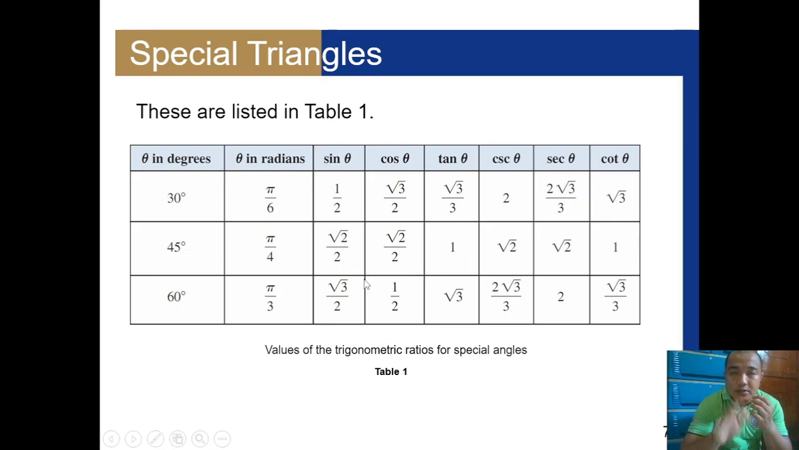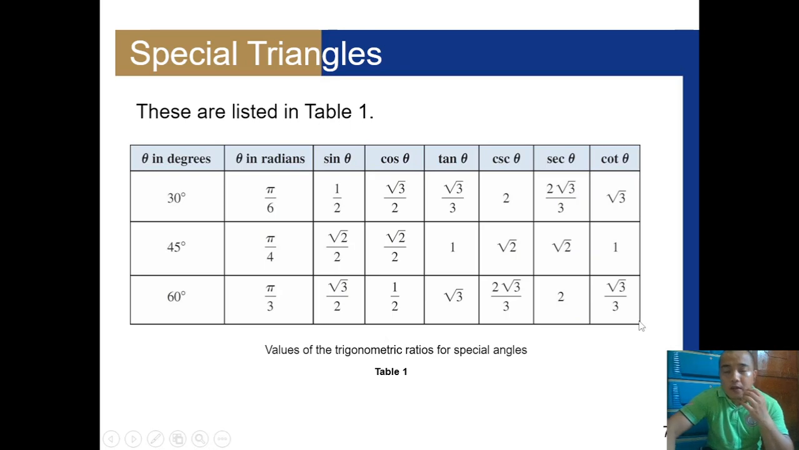Okay, you can memorize this, or you can just draw the reference triangle and apply the six trigonometric ratios. So, sine 60 degrees is square root of 3 over 2, cosine 60 degrees 1/2, tangent 60 degrees square root of 3, cosecant 60 degrees 2 square root of 3 over 3, secant 60 degrees 2, cotangent 60 degrees square root of 3 over 3.